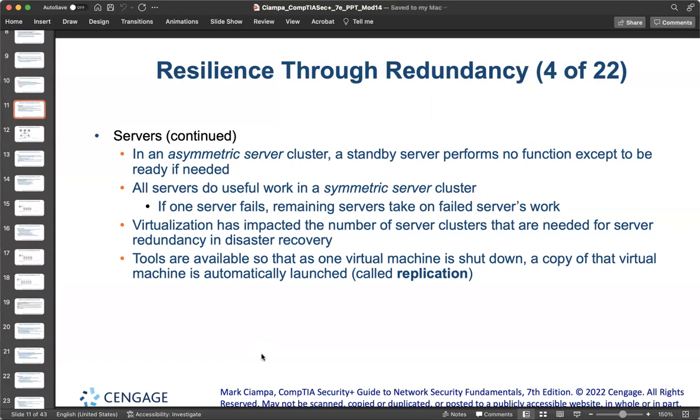There are tools available so that as one virtual machine is shut down, a copy of that virtual machine is automatically spawned up. We call this replication, right? So in virtualization, we basically have everything as a VM. You don't have a physical entity as a server that you can refer to and say, hey, this is server number one. You do have a VM, and you can have clones of that VM, right? And in case of a failure, when that server shuts down or gets corrupted, you replicate it with another server that you spawn up and has the same information.